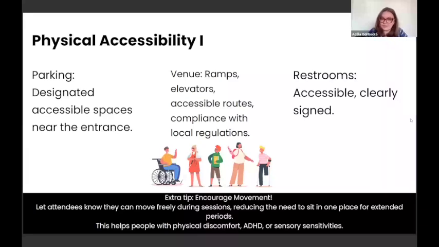So when we think about physical accessibility, make sure that your venue is physically accessible, which means that it includes ramps, elevators, and accessible routes. And don't hesitate also to check the compliance with your local regulations, as this may vary from country to country. It's also great to designate accessible parking spots near the entrance. Restrooms as well, accessible, clearly signed.